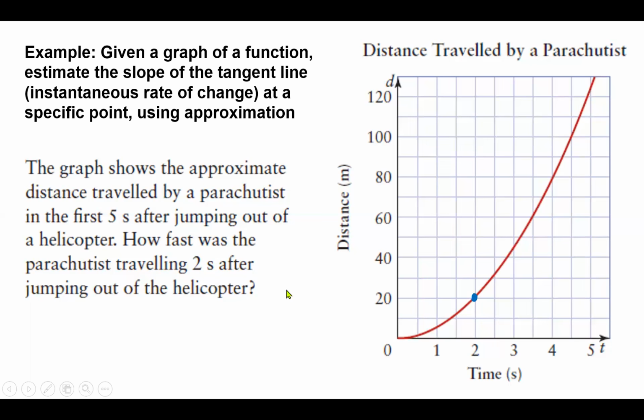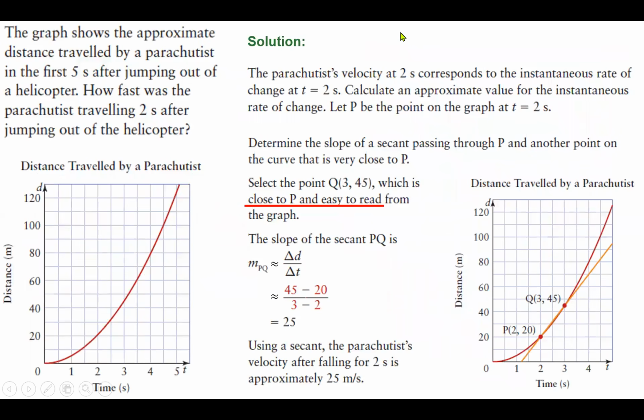Okay, let's have a look at the solution of this question. So here we note that in order to find the instantaneous rate of change, we need to find another point that is as close as possible to P, and whose coordinates are also easy to read, right? So let's have a look at the solution here.